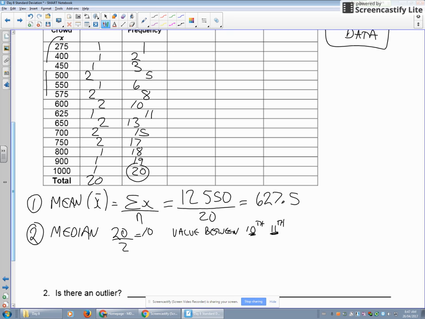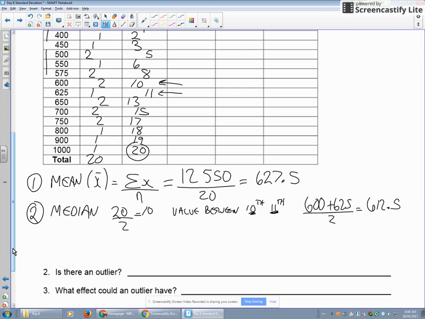So I go on my cumulative frequency, and my 10th value occurs at 600. My 11th value occurs at 625. So it's going to be in between those two values there. So we're talking about 600 plus 625 divided by 2. So our median for those 20 estimates is 612.5.